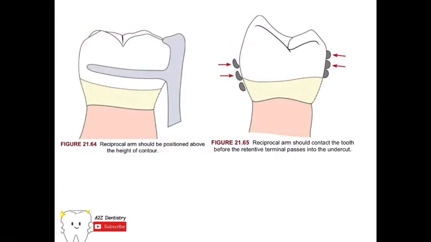So there are two design considerations while designing our reciprocal arm. The first one is that our reciprocal arm should always be positioned above the height of contour.